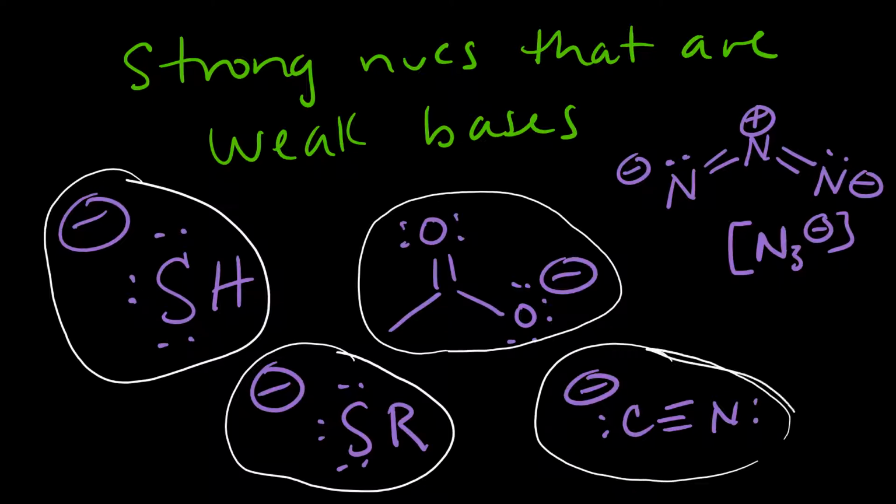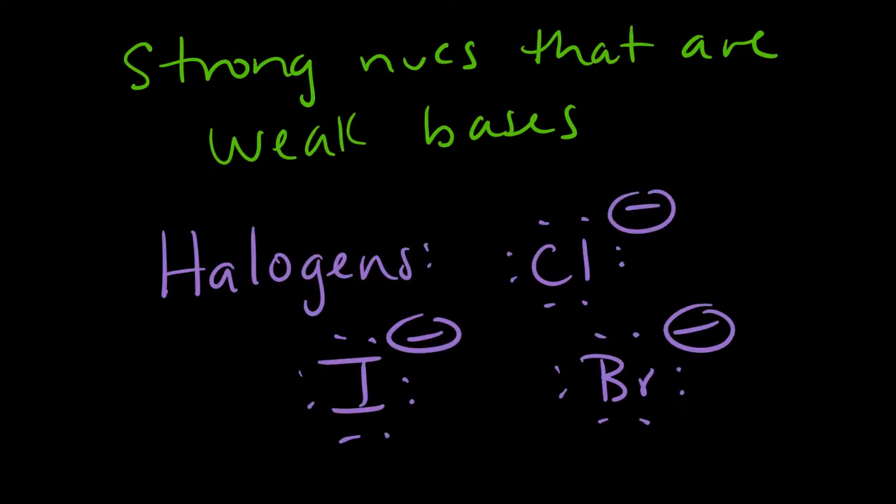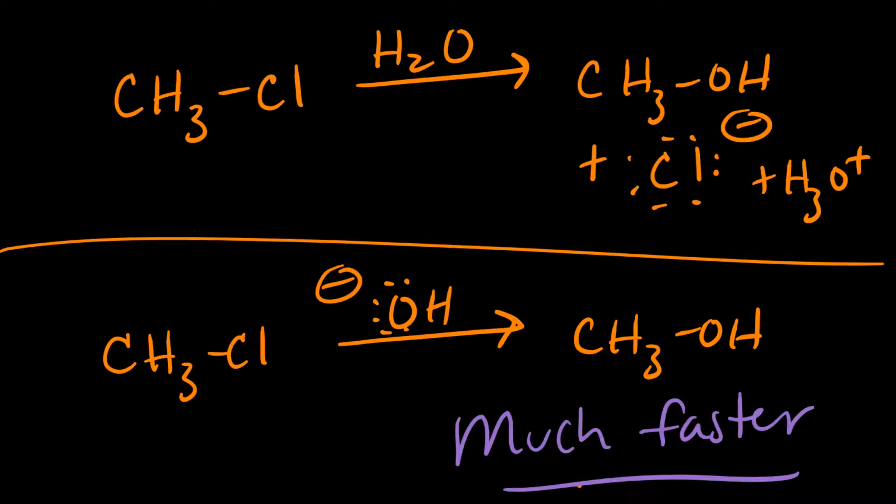CN- or N3-, which has a structure like this. These are all going to be, and this is called azide, by the way, these are all going to be examples of strong nucleophiles that are weak bases. The halogens are also weak bases, but good nucleophiles, particularly chloride ion, bromide ion, and iodide ion.